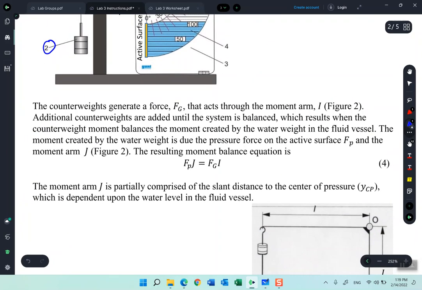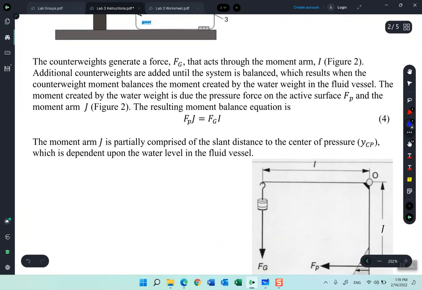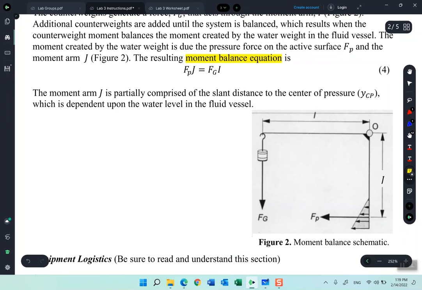Okay, what is the concept behind this experiment? Why are you doing that? We are doing that to get FP and YCB. So what is the idea? The idea actually is by using the moment balance equation. I'm not sure if you have any experience with balancing the moments or not. It's something not related to fluid mechanics, but it's a general concept that you can use. And the moment in general is a force multiplied by a distance. So if I have a certain force and multiply it by the distance where it acts, then I will have a moment.